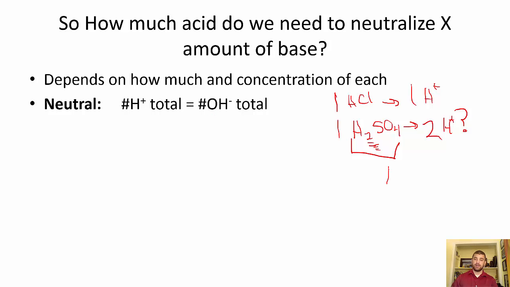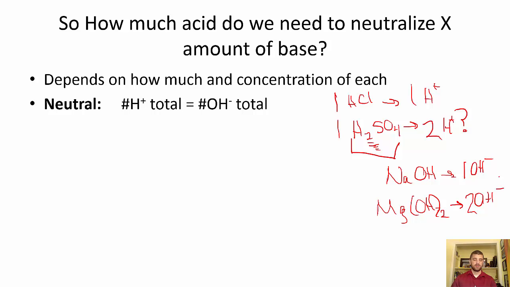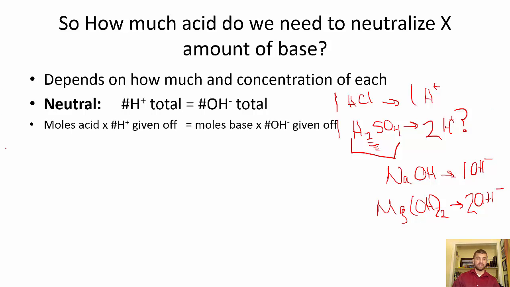Same thing is true for the OH minus. If we had NaOH, we would get 1 OH. Whereas if we had like MgOH2, well then we would get twice as many OH minuses. So we got to account for those things. So it's really the moles of the acid that we get times by the number of H plus that's given off by each acid. Right? H2SO4, you get 2 H pluses.